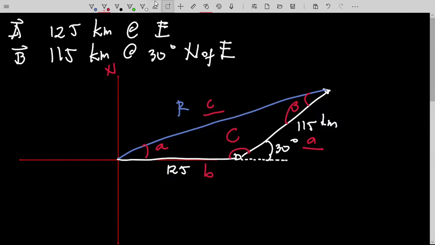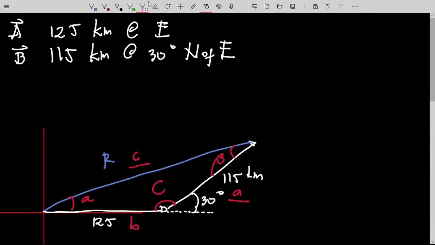So let's try to have some space. Now again, this is an example of an obtuse triangle. So for us to get the magnitude of the resultant vector, we are going to use the law of cosines, which has the formula C squared equals A squared plus B squared minus 2AB cosine C.